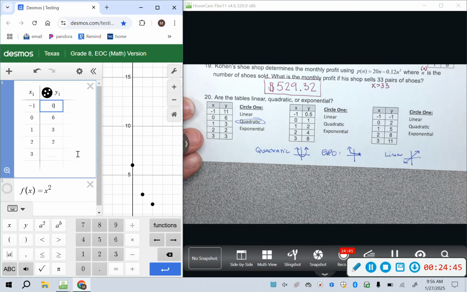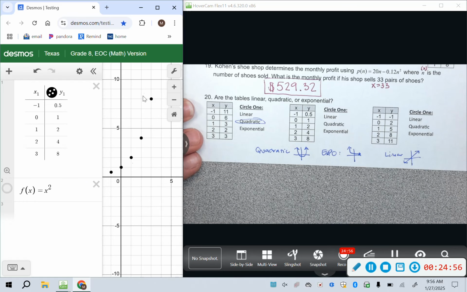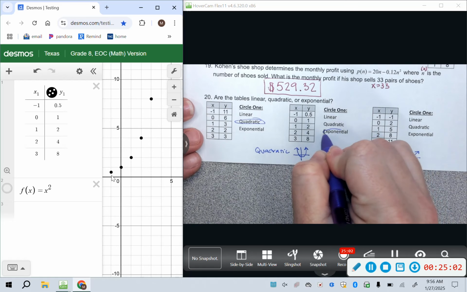So here we have 0.5, 1, 2, 4, 8. This one looks more like a ramp. It does not hook back up, so it's not quadratic, sorry. So this one is exponential, which is a ramp.